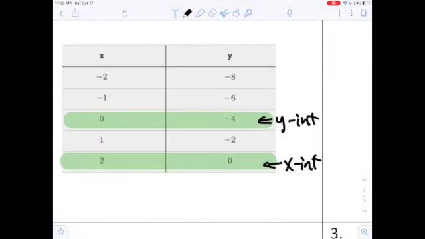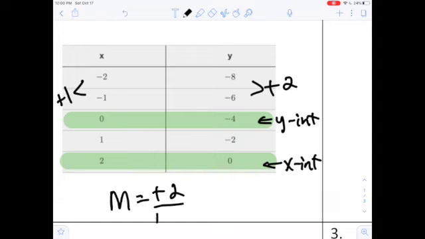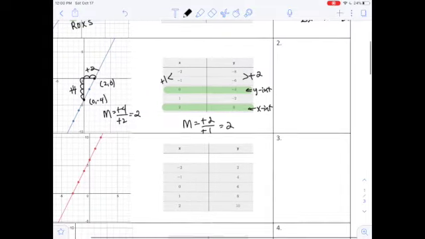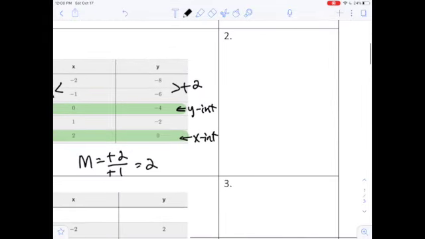So from -8 to -6 is +2. And from -2 to 1 is +1. So again, your slope is +2 divided by +1, which is 2. So again, all of those attributes we're going to list over here on the side.